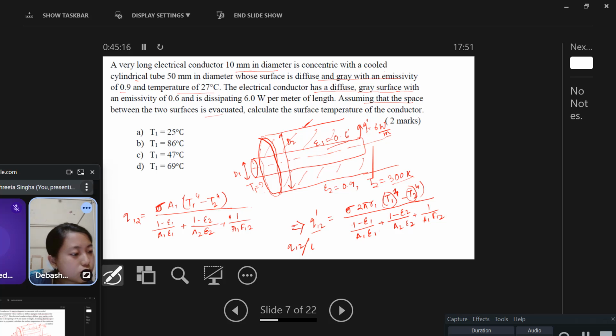A1 is this small surface, smaller cylinder. A1 will be 2 pi R1 L. A2 will be 2 pi R2 L. So L is anyways not given. So no issues since all are divided by L only. So just consider this unit L. Then F12. The only thing you need to find out is this F12. And Q12 is also given, right? It is 6 watt per meter.